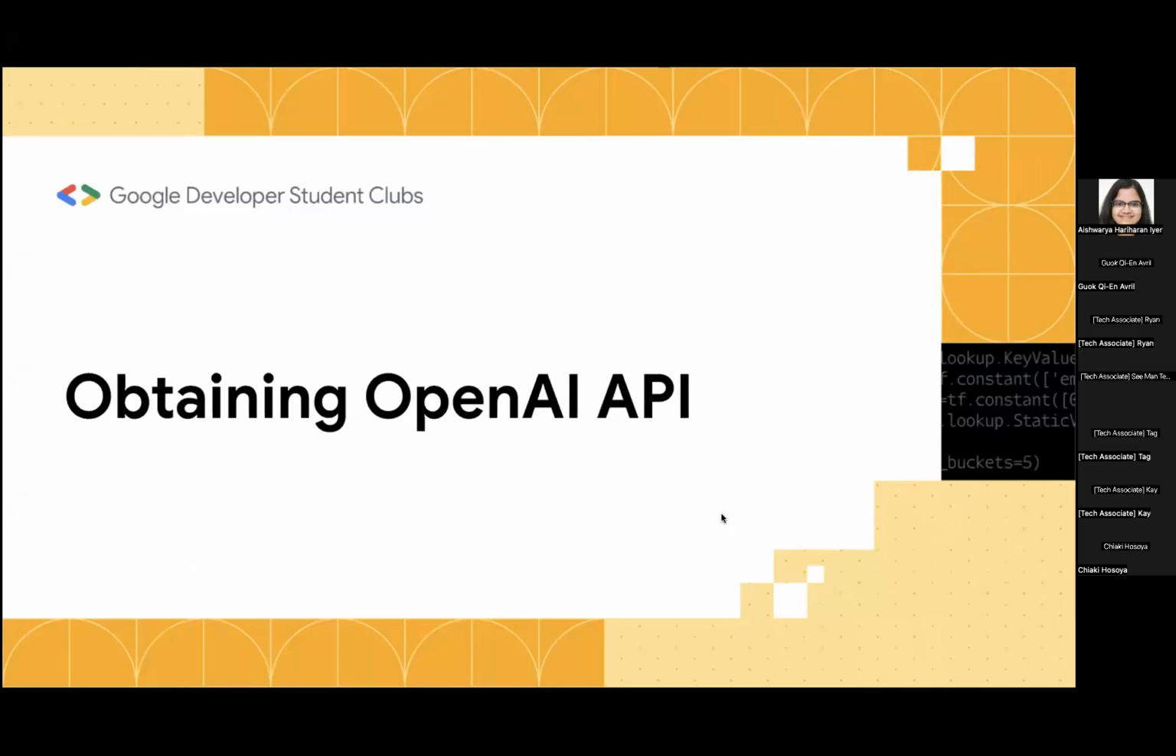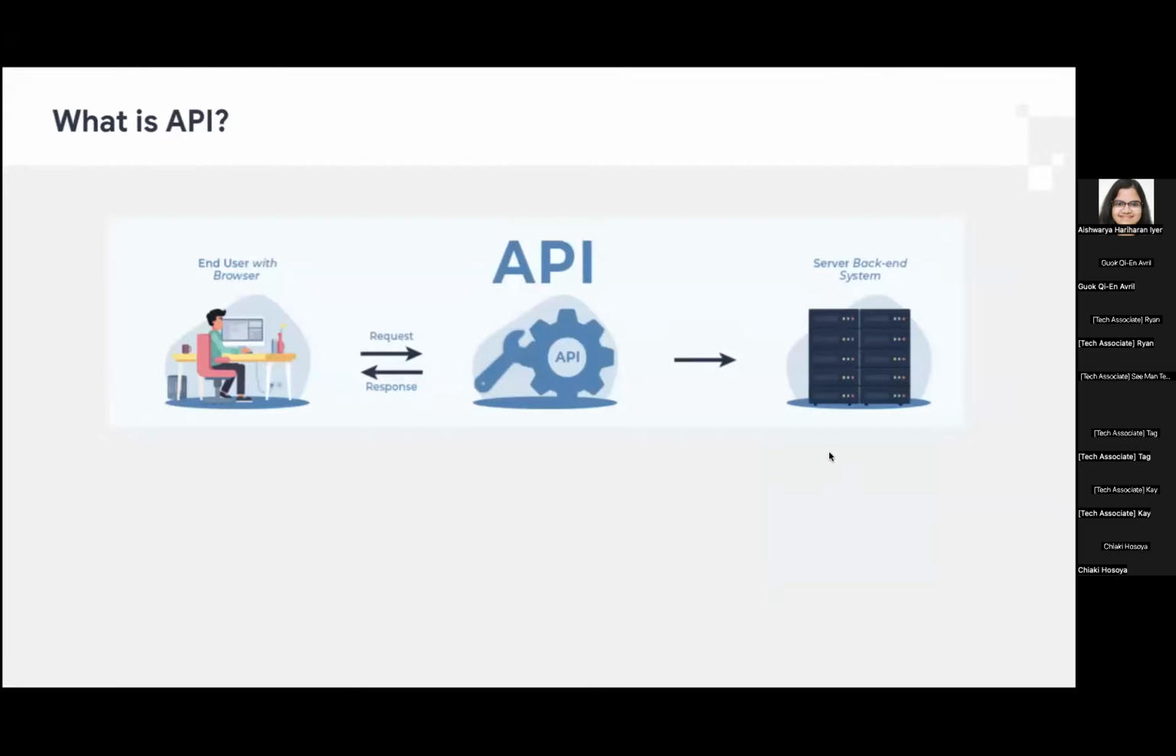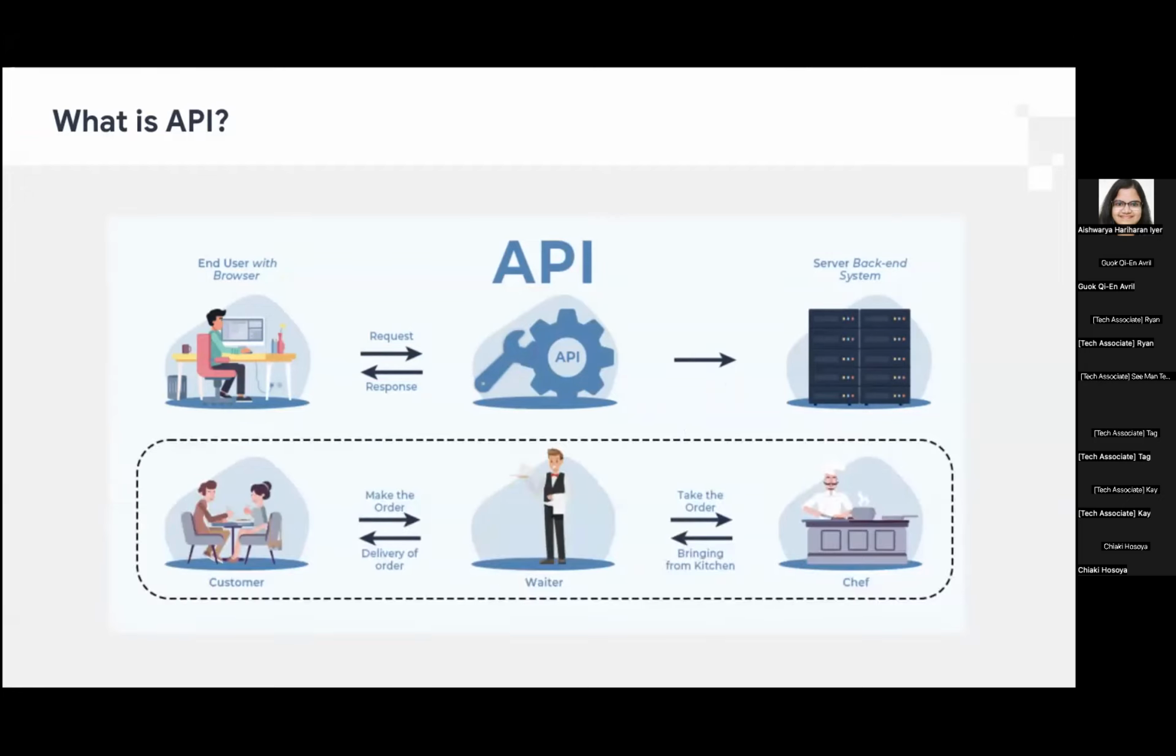Now let's talk about how we can obtain the OpenAI API. But first of all, what is an API? An API is a set of rules and protocols that allow different software applications to communicate and interact with each other so that they can exchange data and functionality seamlessly. An API is like a menu at a restaurant that shows you the dishes that you can order, and when you choose, you get the dish without needing to know how to cook yourself.